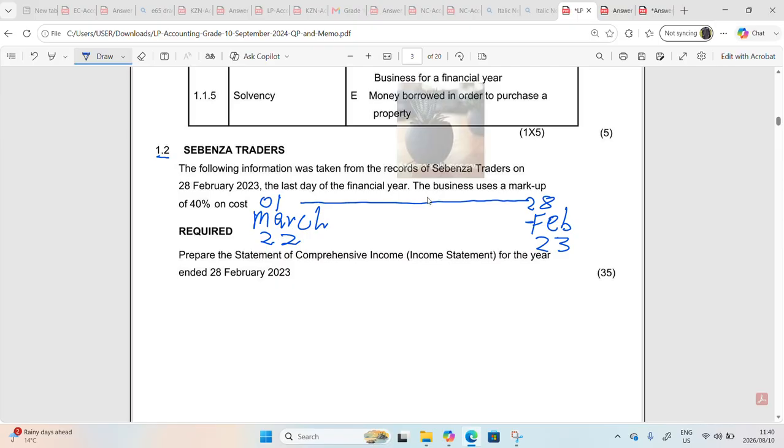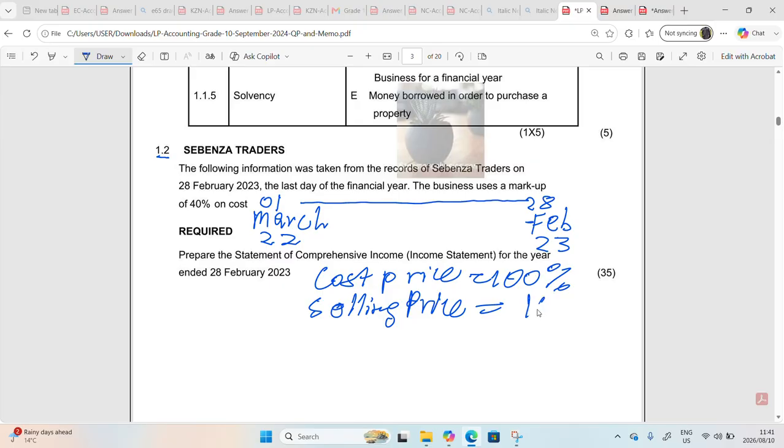What else are we given? The business uses a markup of 40% on cost. So what you need to note as well is that cost price is always equal to 100%. That is the cost price. And then what about the selling price? Selling price is cost plus the markup. So selling price for this example will be 140. So you will definitely need that information. If the markup was 60, the selling price will be 160. If the markup was 80, the selling price will be 180. But cost price is always 100%.